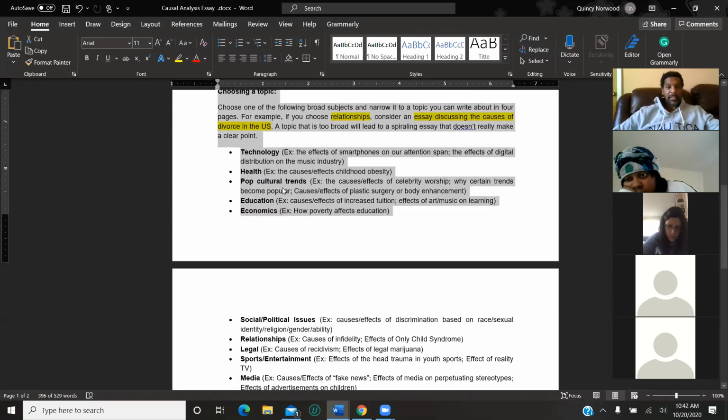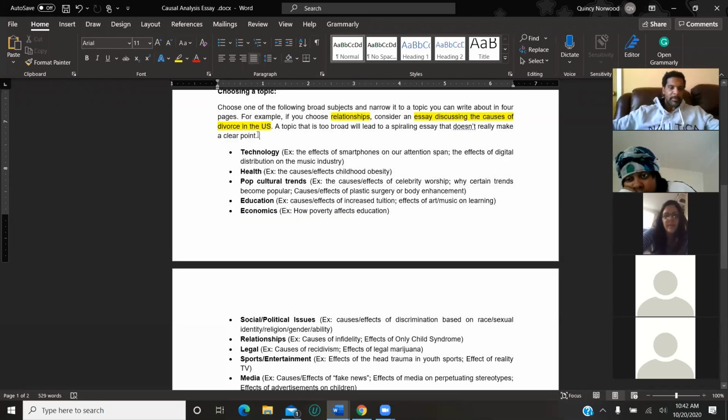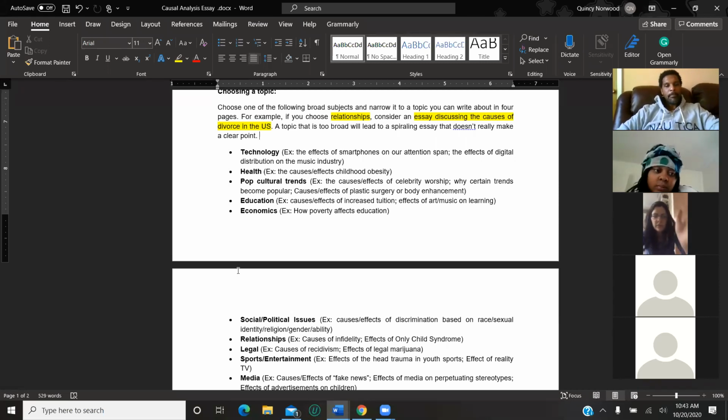Mr. Norwood, this might be a very stupid question. No such thing. But is cause and effect the same as the positive and negative effects? It's not necessarily. If you're discussing something, your effects don't have to be all positive or all negative. Okay, that's fine.